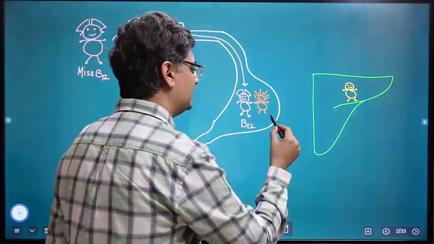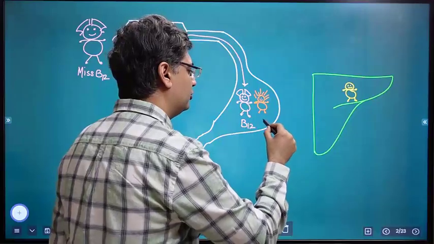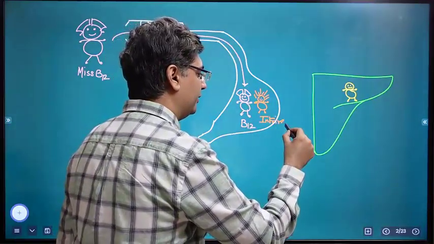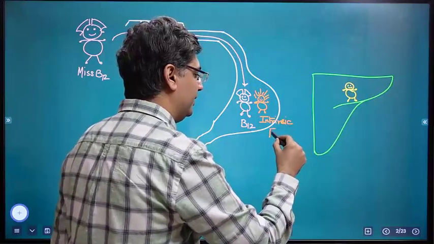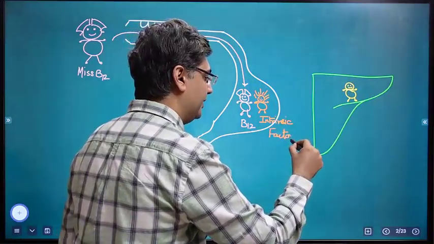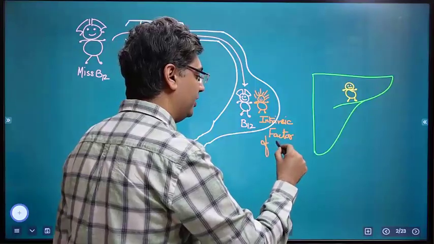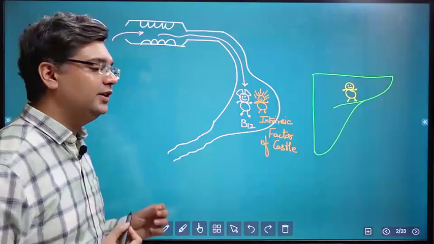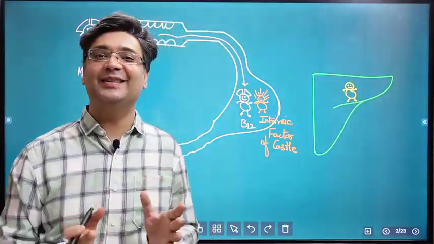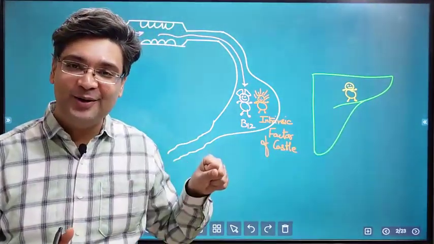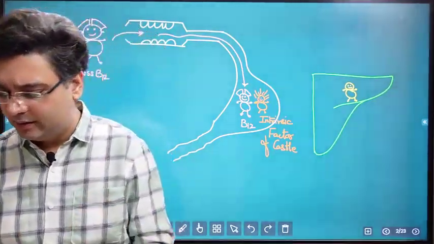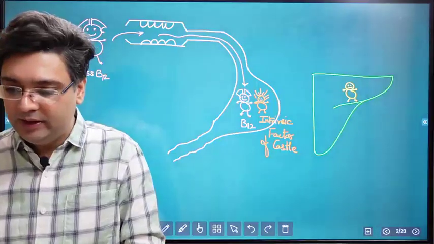Who is this? This fellow is also called the intrinsic factor. It is also called the intrinsic factor of Castle, or Castle's intrinsic factor. So who is this fellow? Now this fellow is Castle's intrinsic factor. He's holding on to the madam and is showing her the way. Where does this madam need to be absorbed?